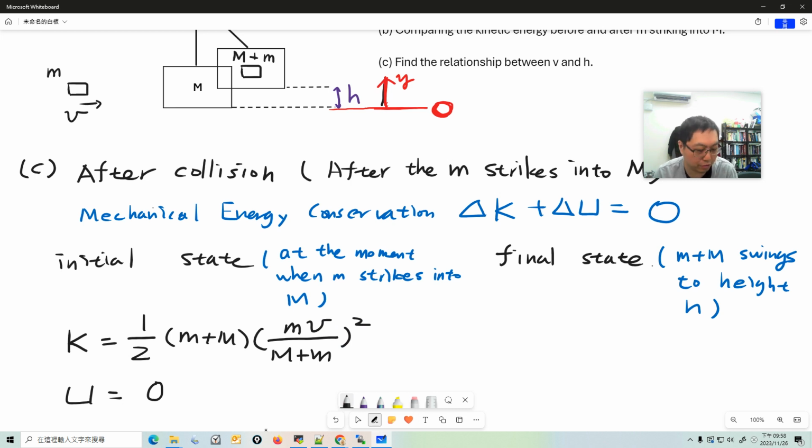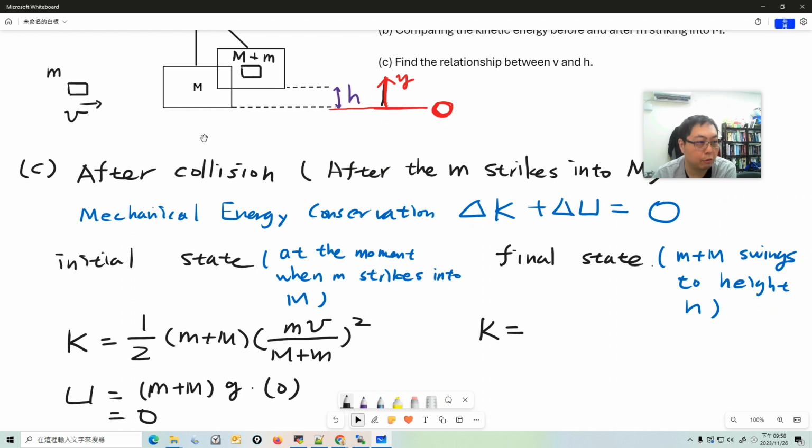I should say mg times 0. That's our initial state, potential energy and kinetic energy. I just write 0. At the final state, what's our kinetic energy?